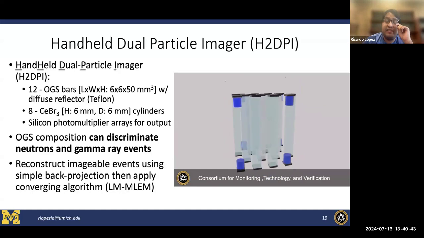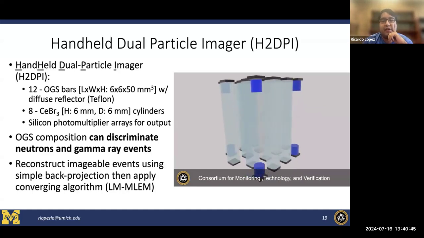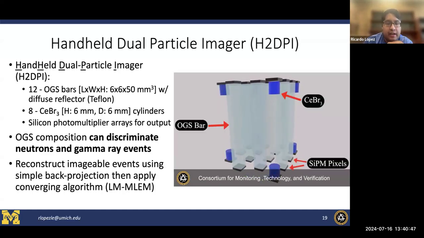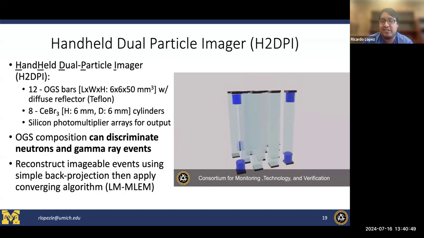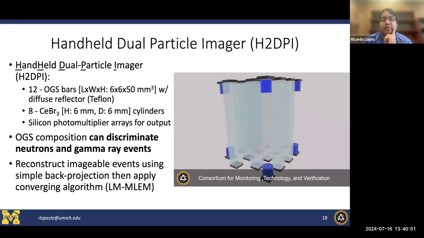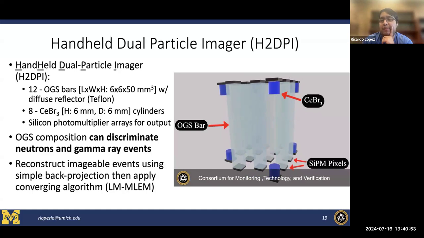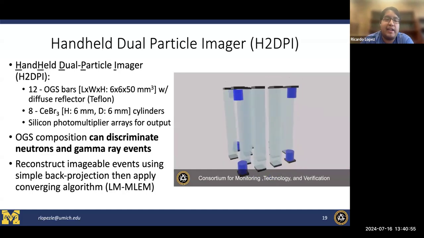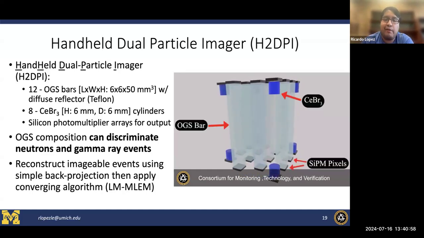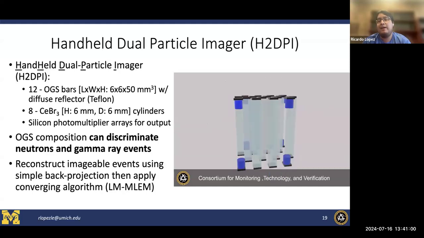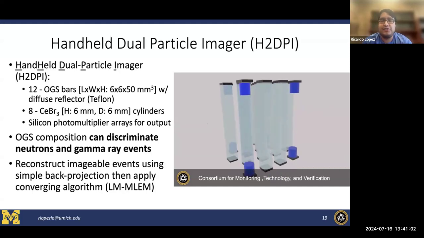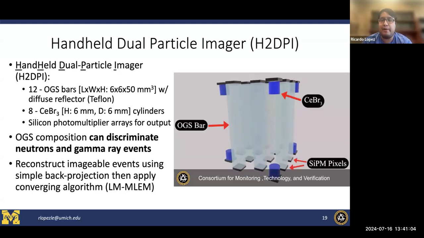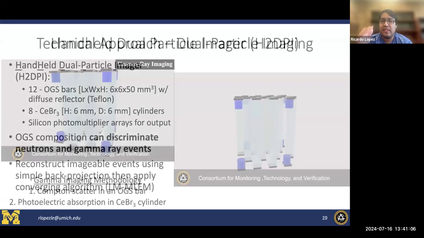So by using this dual particle imager, we'll be able to collect data and create similar simple back projected images as I've shown in the past couple of slides. But on top of simple back projection, we also apply a converging algorithm called LM-MLEM to further converge onto a source location. And I'll be showing a bit about that in a bit.